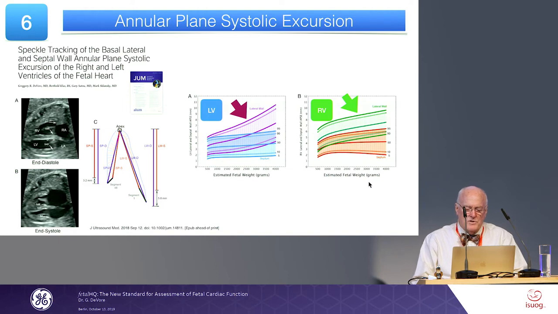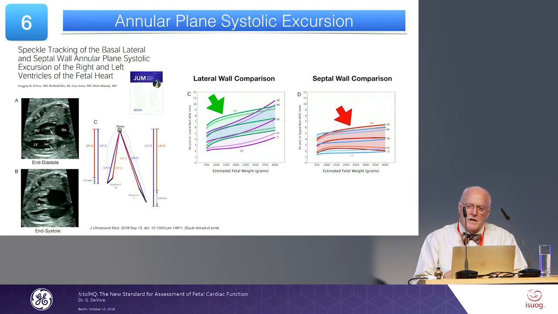And we found that, for example, if we look at the left and the right ventricles, the lateral wall, of course, has more excursion than the septal wall for both ventricles. If we then compare the ventricles, we note that the lateral wall of the right ventricle has more of an excursion during systole. It moves more towards the apex than the left ventricle does, but the septal wall for both ventricles is about the same.